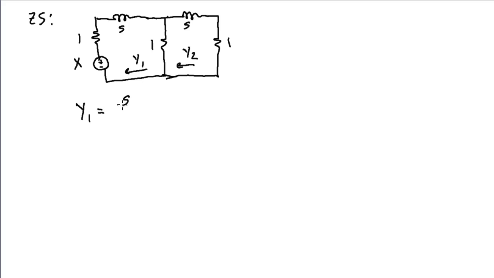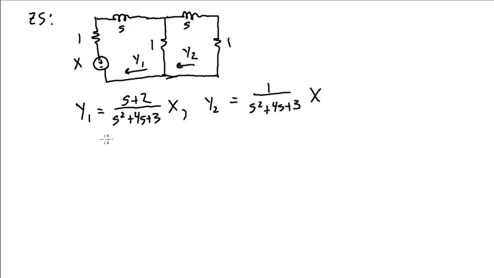If you do that, you get this result: S plus 2 over S squared plus 4S plus 3 times X, and then Y2 is 1 over S squared plus 4S plus 3 times X. I can plug in now, and I could have done this in the original circuit. Our X is actually equal to 6 over S, so I can plug that into my Y1 expression. I'll denote these Y1 of X because these are the components due to my actual input X.